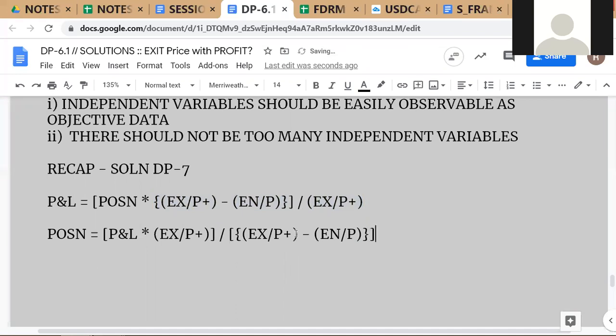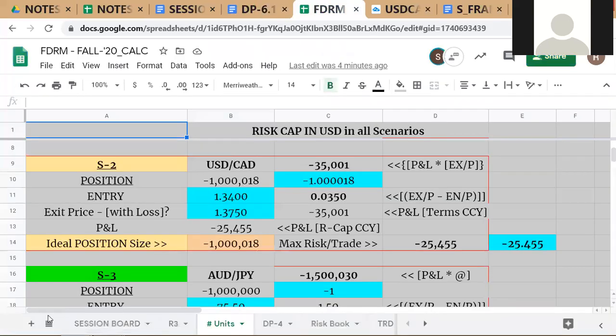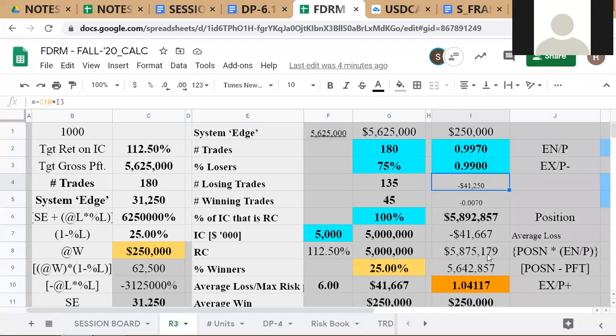Put another bracket. This is numerator, denominator, because we take PNL into exit price on the left, and then we have position on the right into this. So we just take this into thing on the left below. Therefore, PNL into exit price divided by exit minus entry. That's your position. So using this formula, we have determined the position size.